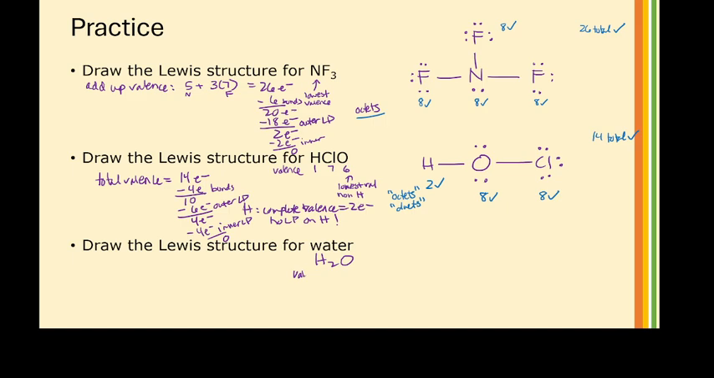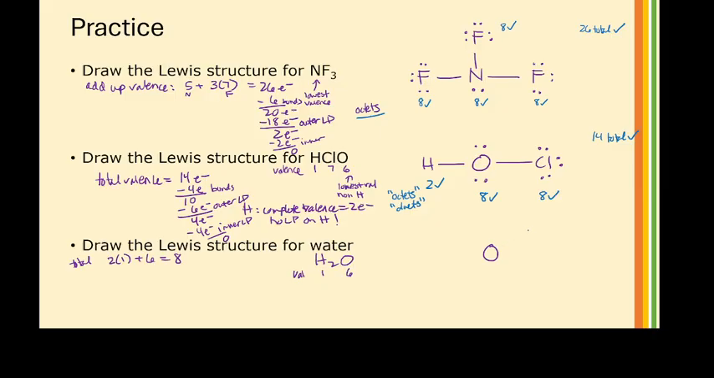And the valence of hydrogen is 1, and the valence of oxygen is 6. So I have 2 times 1 for the 2 hydrogens, plus 6, equals 8. I'm going to put oxygen in the middle. Hydrogen can never be in the middle. It can only form 1 bond, and it's done. And there's no lone pairs.